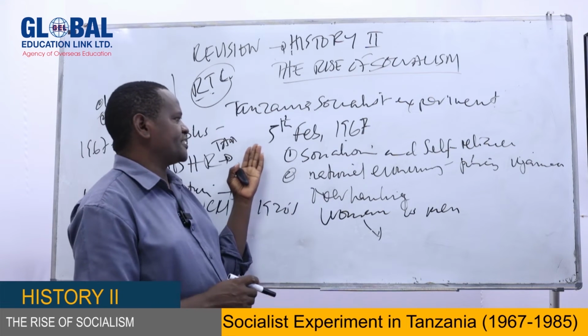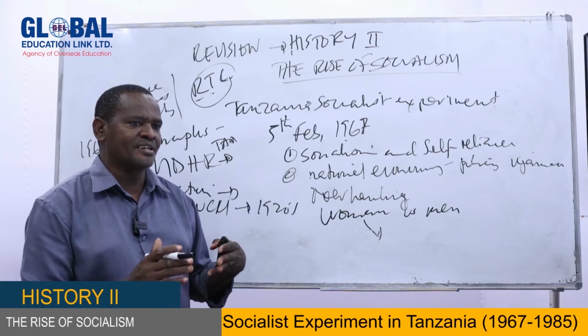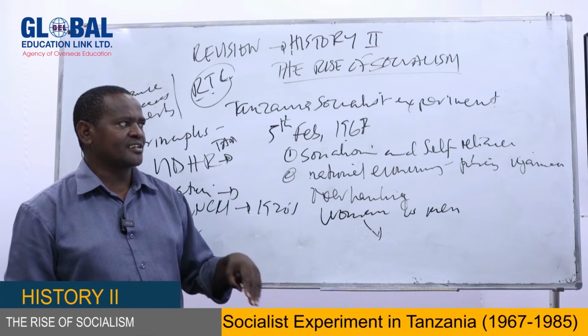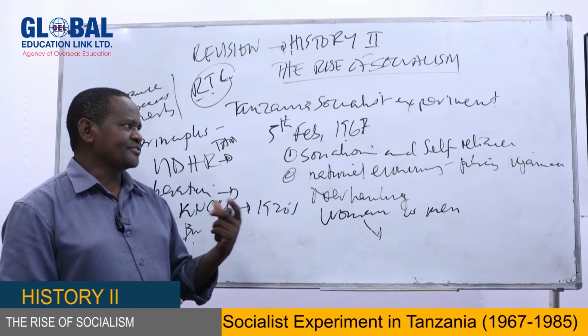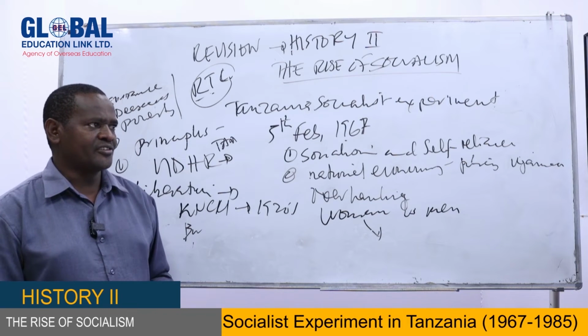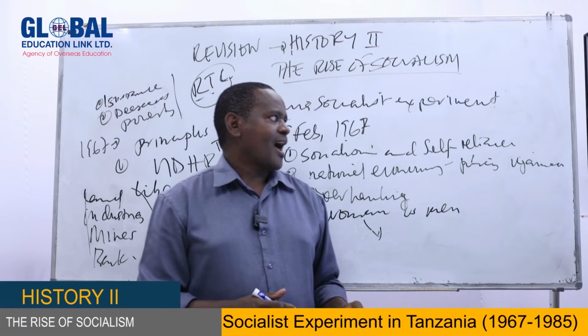So that's why you come to see that some banks were nationalized in Tanzania, and they were put under what was called the NBC in 1967, the National Bank of Commerce, after nationalizing all the private banks. The same goes for other companies and industries and so on.